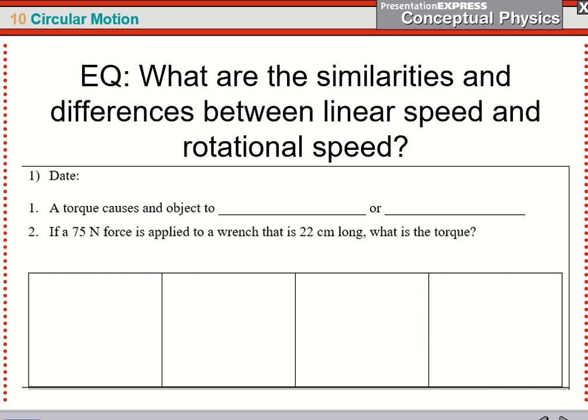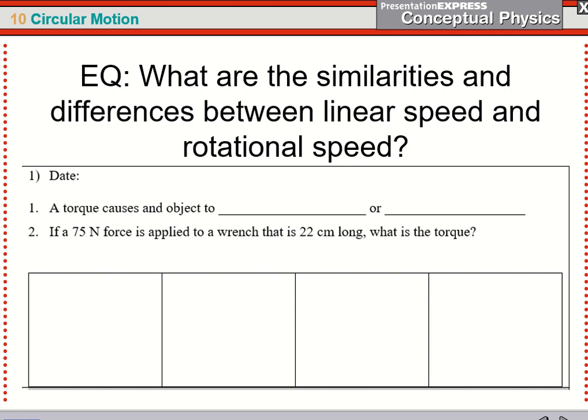All right, so today we're going to be looking at the similarities and differences between linear speed and rotational speed. Before we do though, we're going to review some things that we were learning recently.